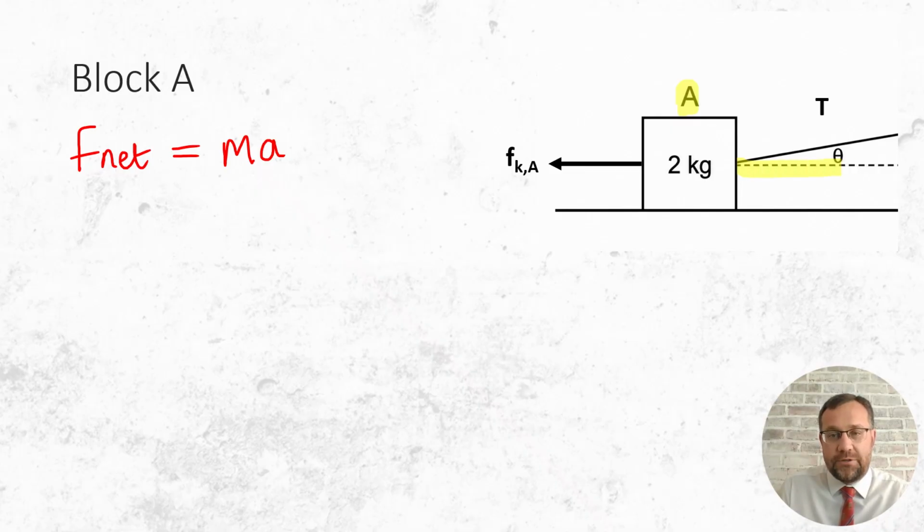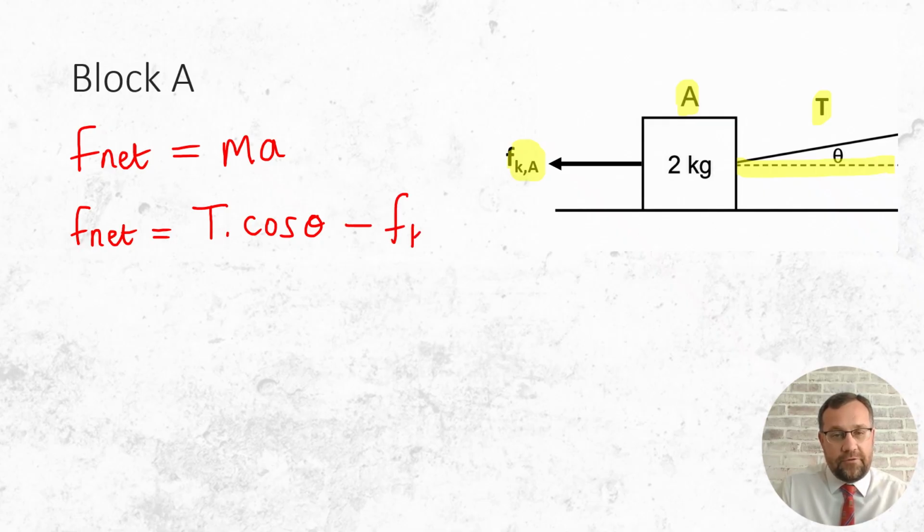To the right, we have the horizontal component of tension T, and to the left, we have the kinetic frictional force acting on block A. Therefore, we can rewrite this as F net equal to the horizontal component of T, so that is T times the cos of theta, minus the kinetic frictional force acting on block A. And this is equal to ma.